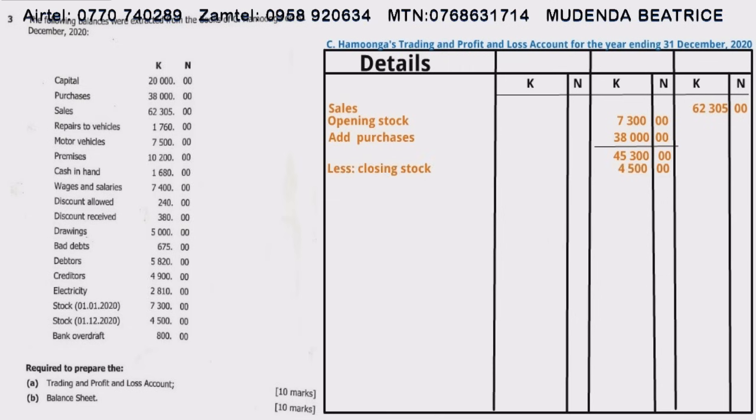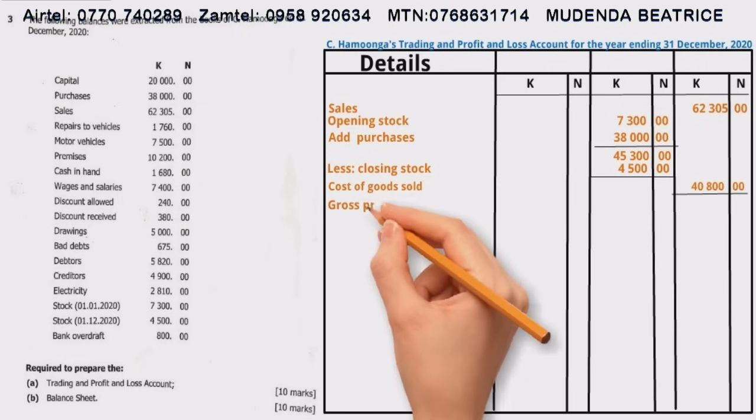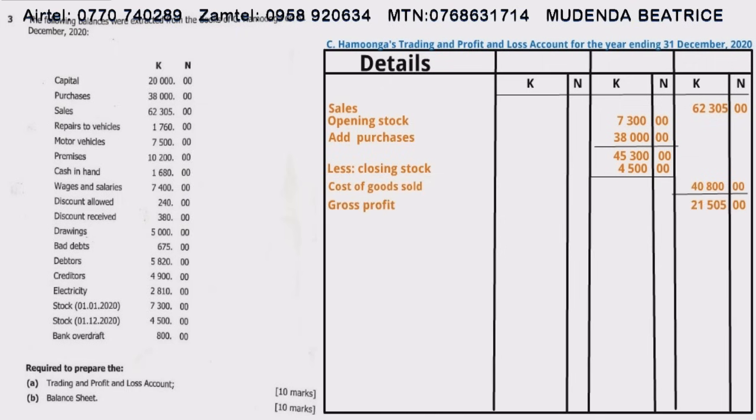Now that, less closing stock. We subtract closing stock, which is 4,500 kwacha. When we subtract closing stock from 45,300, we are going to get the cost of goods, which is 40,800 kwacha. Now when we subtract the cost of goods from the sales, we are going to remain with the gross profit. So the gross profit is 21,505 kwacha. Okay, that is the gross profit.